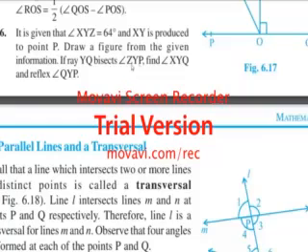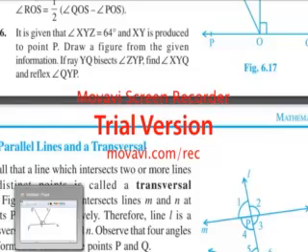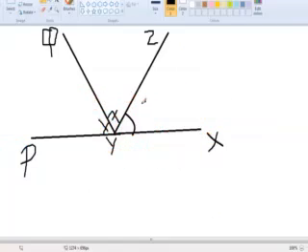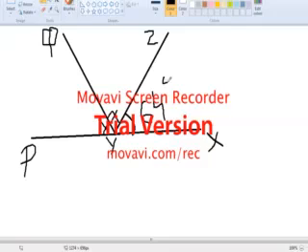Now after that, it has been said, if ray YQ bisects angle ZYP, find angle XYQ and QYP. You have to find angle XYQ and QYP. As you know, this is 64 degrees. So XYQ and QYP. Now you can see how easy it is. These two are equal. You can assume x degree and x degree, or a degree and a degree.